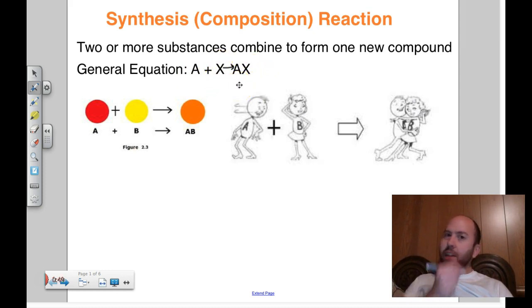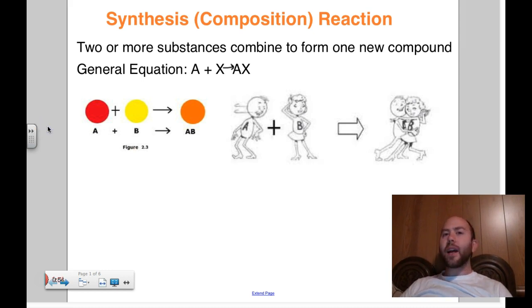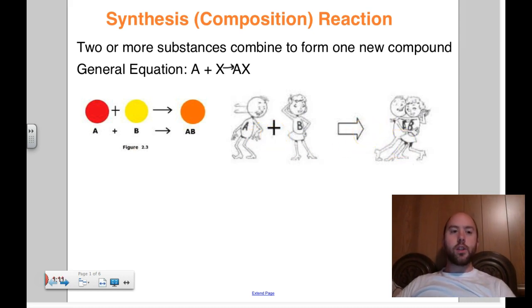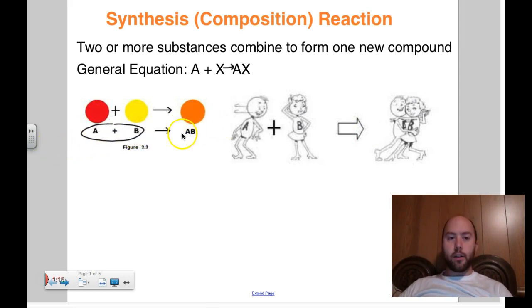So I like to think of chemistry kind of like romance in a way. And every kind of reaction you're going to find out has a different kind of romance. So in synthesis reactions, it's a love story. You have a single person A and a single person B who are single at first, then they get together and they become a couple. And that's synthesis. So again, two singles become a pair, and that's it.